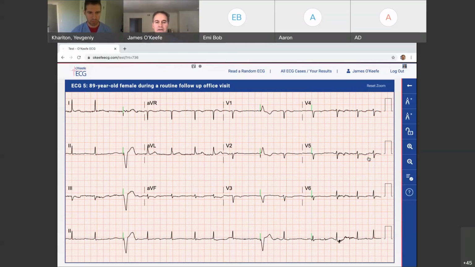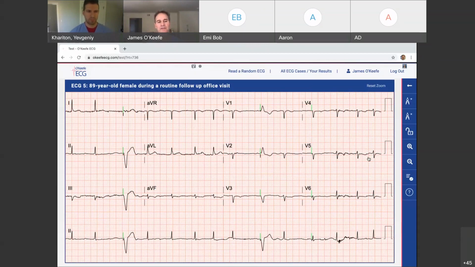Yeah, so pacing spikes, and I think it qualifies as low voltage. I think they're all less than 10 in the precordial leads. Yep, you got it. So it's atrial fibrillation. Low voltage in the precordial leads is all less than 10 millimeters, but in the limb leads they need to be less than 5 millimeters, and in lead one it's more than 5 millimeters.